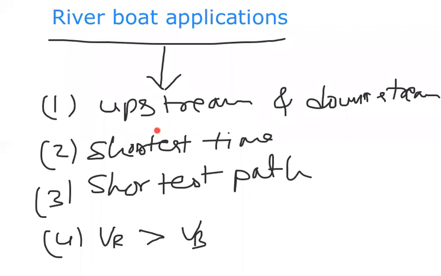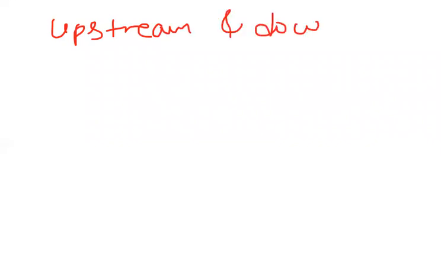First one, upstream and downstream. Second one, shortest time. Third one, shortest path. Fourth one, river speed greater than boat speed. Like that, we are going to discuss the four situations. Now, let us see the first one here, upstream and downstream concepts.